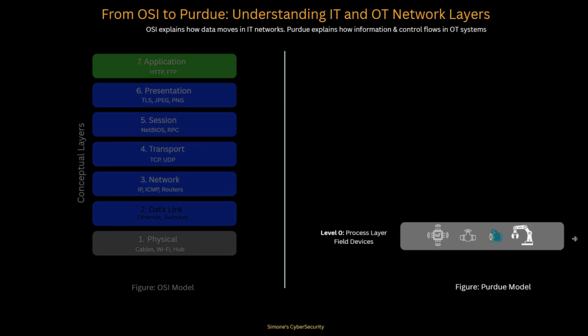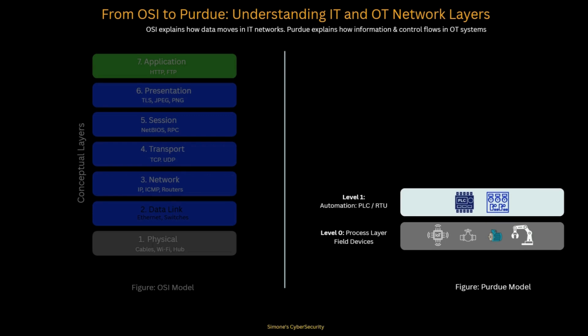So at level 0, we have the process layer. This is where the physical action happens. You will find devices here such as sensors, actuators, pumps, motors, and valves. All those devices that are interacting directly with the physical process will come here.